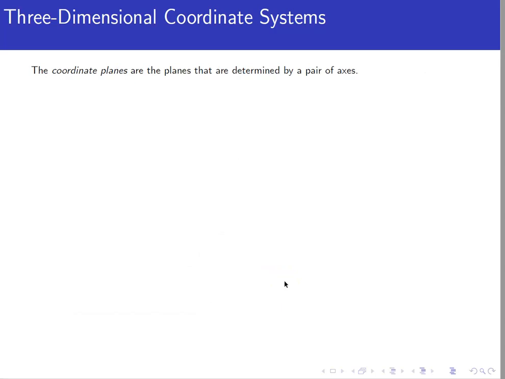Notice that a pair of 2 axes determines a plane, and those are what are referred to as the coordinate planes. From a picture standpoint, the plane that's determined by the x and the y axes is your xy plane. Your plane determined by the x and the z axes is your xz plane, and the one determined by the y and the z axes is the yz plane. You can think of this one here, your xy plane, as your normal xy plane. It's just kind of on the floor, if you will.